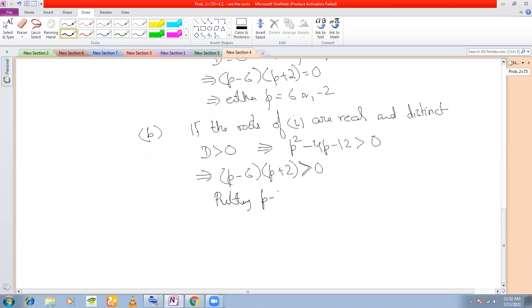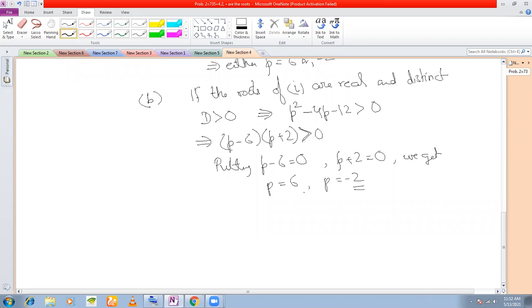Putting p minus 6 is equal to 0, p plus 2 is equal to 0, we get p is equal to 6 and p is equal to minus 2. So which one is the lower number? Minus 2 is the lower number, right? Minus 2 and 6, if you compare, minus 2 is the lower number.